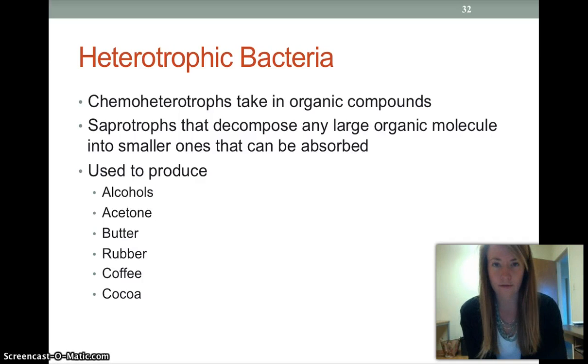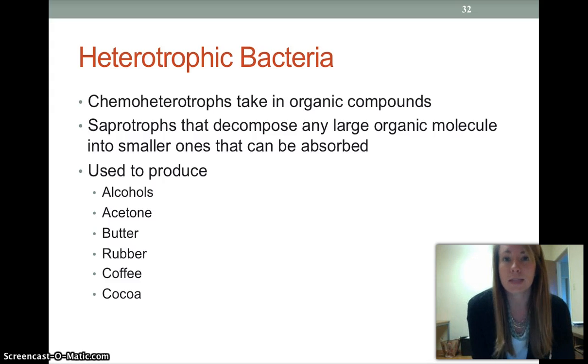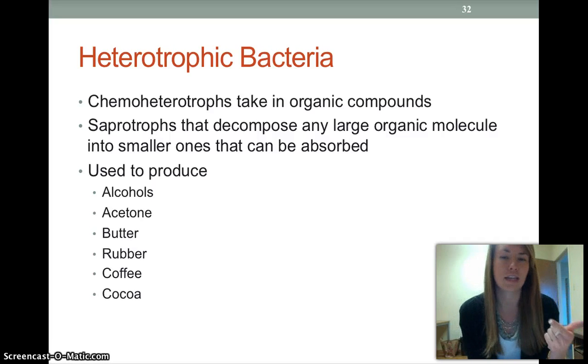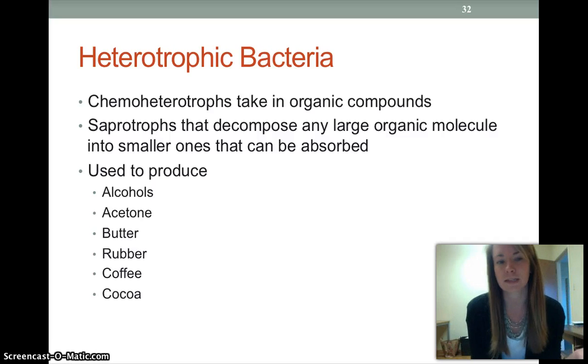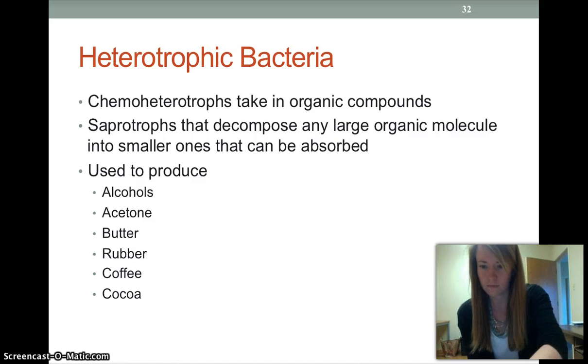They also have these capabilities. They're heterotrophic capabilities. They're chemoheterotrophic. We use them to help us make things such as alcohols. Ladies, if you're taking off your nail polish using acetone, that comes from bacteria. We use butter, rubber, coffee, cocoa. All these things are made using the help of bacteria.